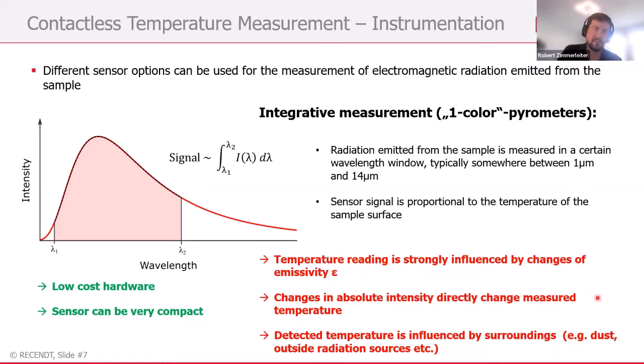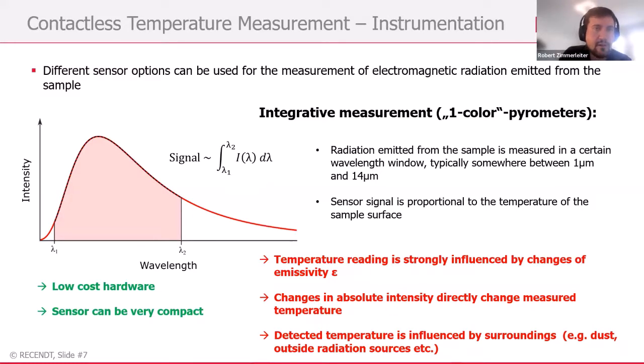Also, for the same reason, changes in absolute intensity directly change the measured temperature. So if you have different optics that collect more light, or if you have some fouling on the optics that reduces the light that reaches the sensor, this will directly influence the temperature reading that you get. And also many other influences from the surroundings, such as dust or outside radiation sources that you might have in your environment, really directly influence the temperature reading and can give you very, very wrong readings in the worst case.